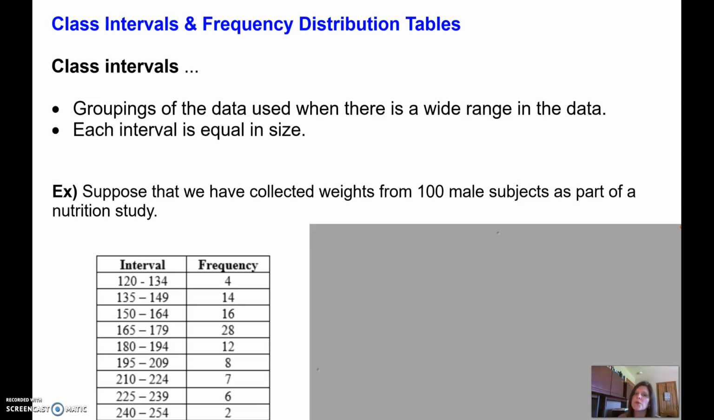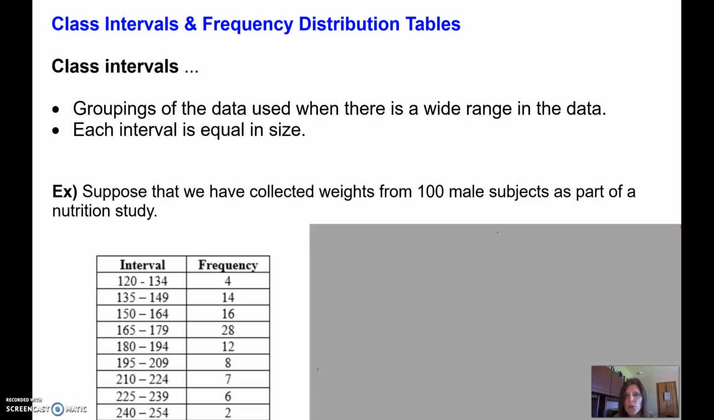The one important thing about these classes, though, is you have to make sure that you keep them the exact same size. If you're going to use increments of 5, great. Increments of 10, fine. Whatever the case is, just be consistent throughout the entire data.